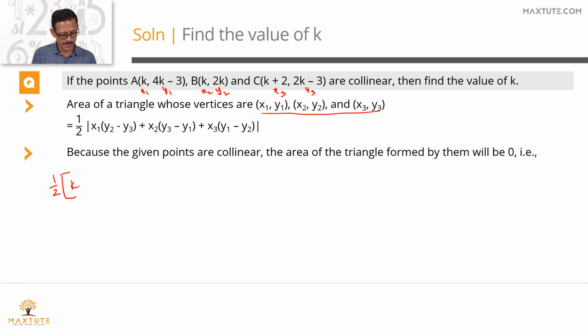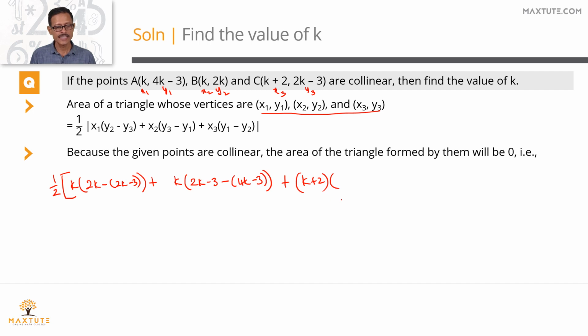So x1, which is equal to k, into y2 minus y3, which is 2k minus of 2k minus 3. That's what we have. y2 is 2k, y3 is 2k minus 3, plus, close this parenthesis, x2, which is again k, into, we have y3 minus y1, which is 2k minus 3 minus of 4k minus 3. Write this carefully so we shouldn't make any mistake whatsoever. Plus x3, which is equal to k plus 2, I'll close parenthesis for this, into y1 minus y2, which is 4k minus 3 minus y2, which is equal to 2k. Check it once, does not harm, right?